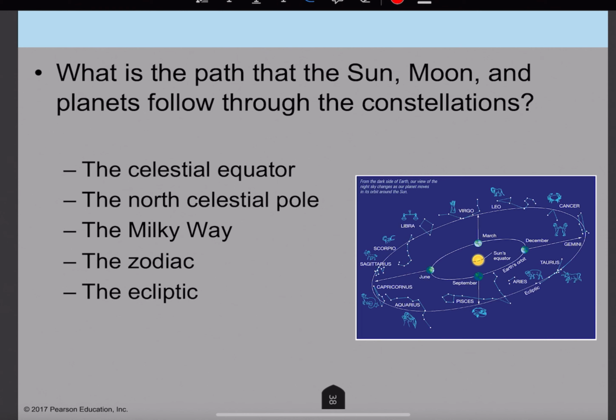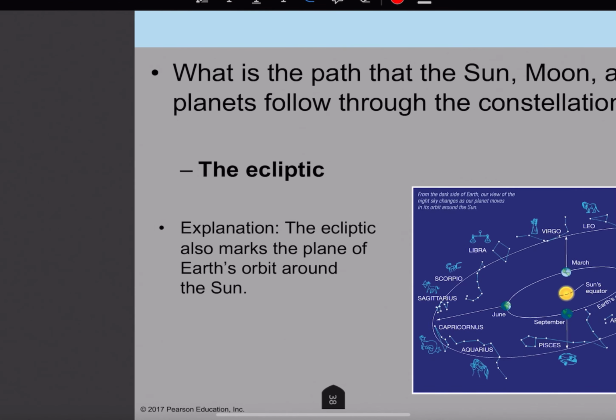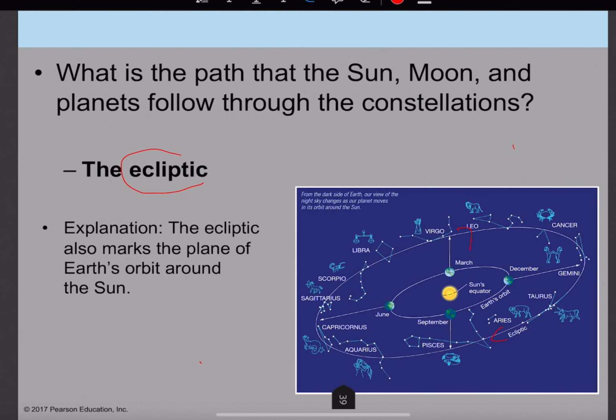Next question. What is a path that the sun, the moon, and the planets follow through the constellations called? Okay, so it's again the ecliptic. The ecliptic is the path. So it's the path of the sun, the moon, and the planets in the sky.